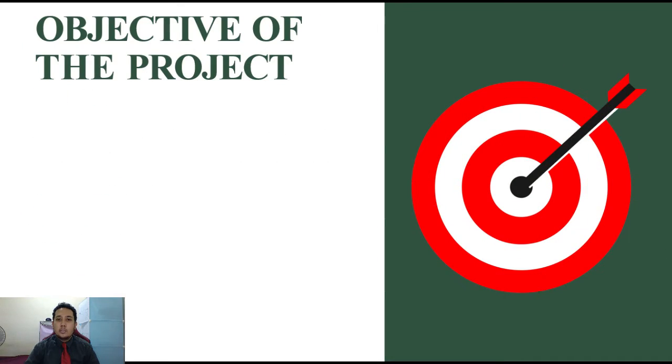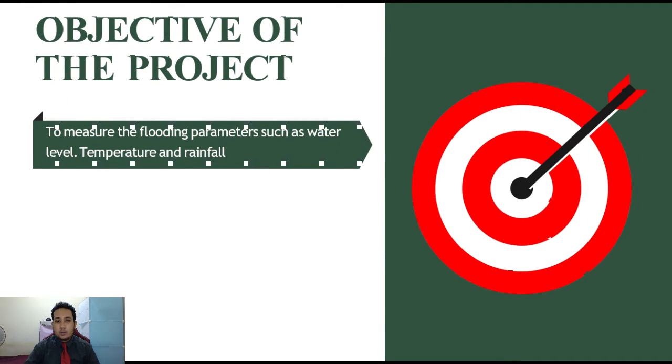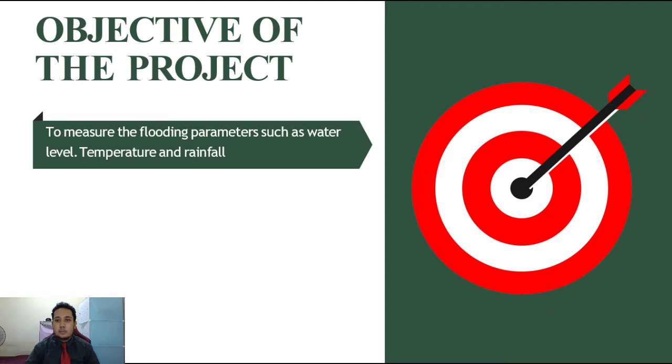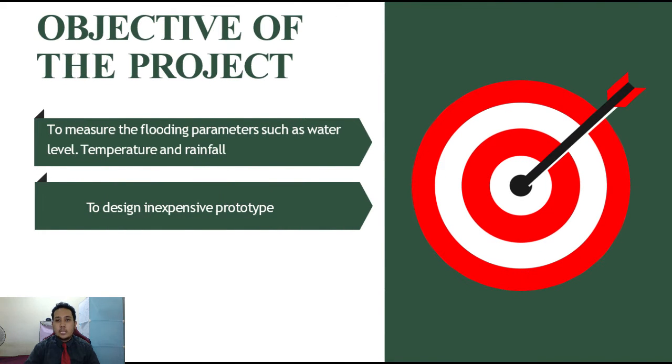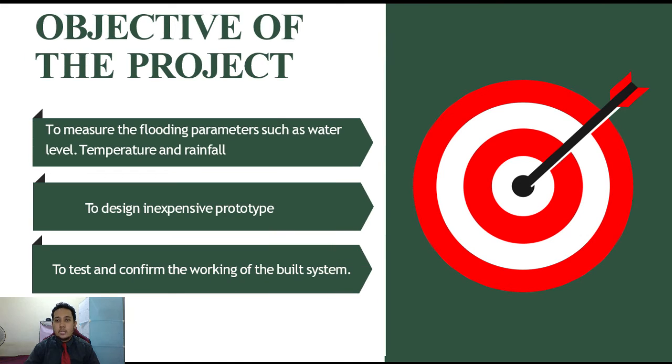Next, for the objective of this project, first of all, to measure the flooding parameters such as water level, temperature, and rainfall. Second, to design an inexpensive prototype. And lastly, to test and confirm the working of the built system.